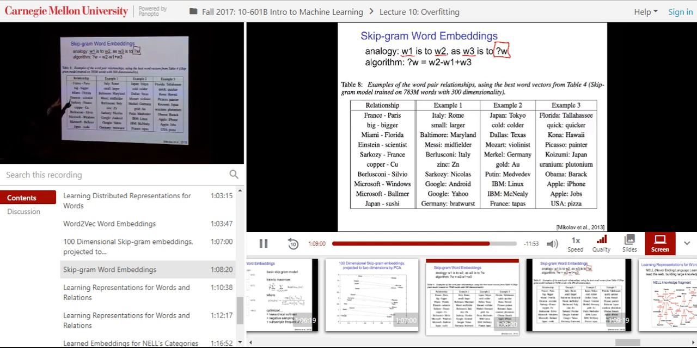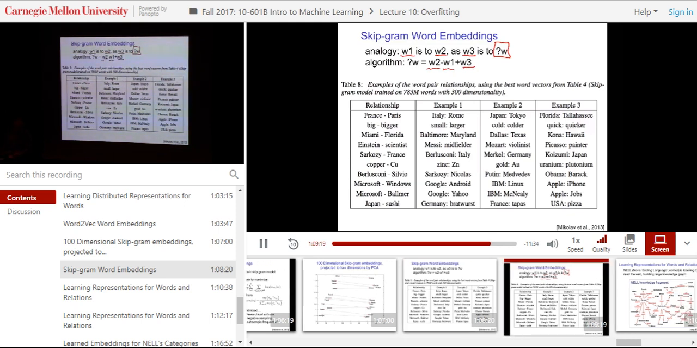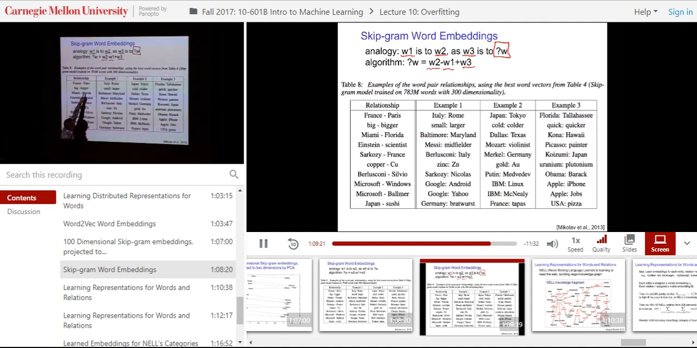And the algorithm is simply, if I say, for example, France is to Paris as Italy is to what, they'll take the vector for Paris, subtract the country France, and then add the country Italy. And when they do, the top word that comes out is Rome. And France is to Paris, as Japan is to Tokyo, as Florida is to Tallahassee.